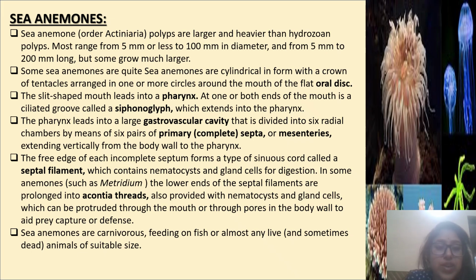Next, the free edge of each incomplete septum forms a thickened structure called a septal filament, which contains nematocysts and gland cells for digestion. In some animals, the lower ends of the septal filaments are prolonged into acontia threads, also provided with nematocysts and gland cells, which can be protruded through the mouth or through pores in the body wall to aid prey capture or defense. Next, sea anemones are carnivorous, feeding on fish or almost any live animals of suitable size.